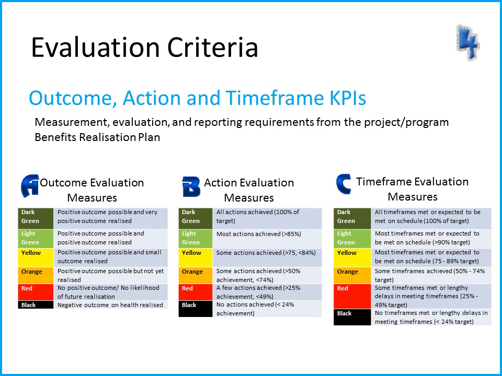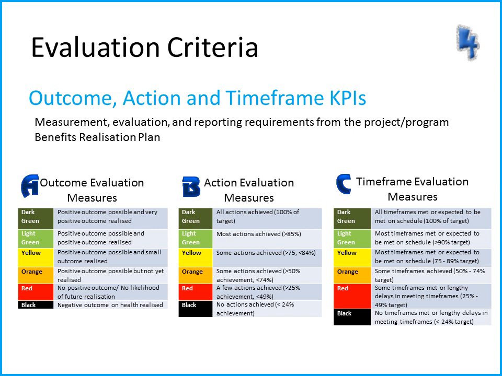The outcome, action and timeframe KPIs come from your project or program benefits realisation plan. So every program or project will have this benefits realisation plan, which details what you're going to do, how you're going to do it, and what time frame you're going to do it in. For example, the outcome measures might be that you're going to reduce ED presentations as a result of your project. This measure would show whether you actually were able to achieve this or whether there were no positive outcomes as a result of your project.